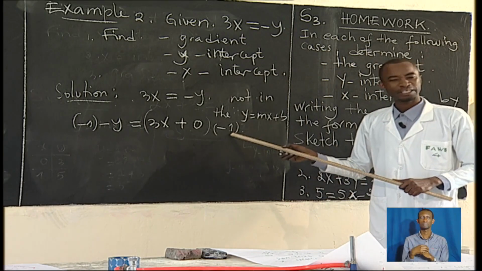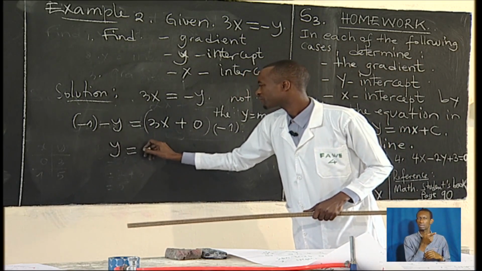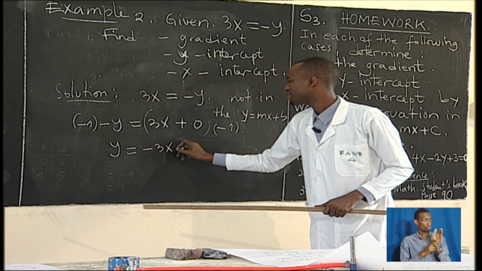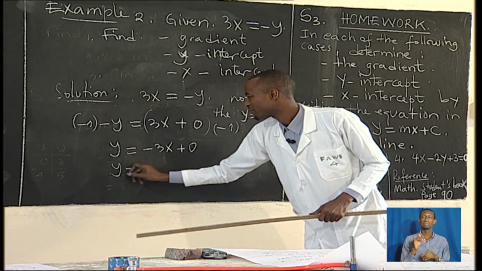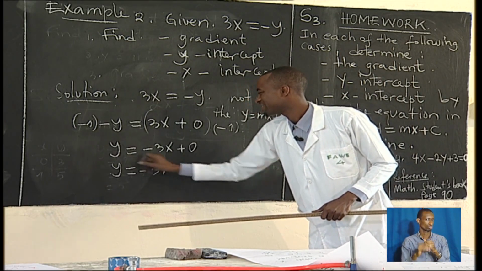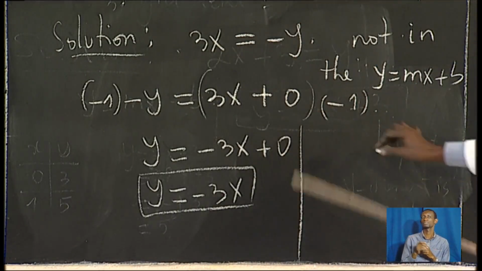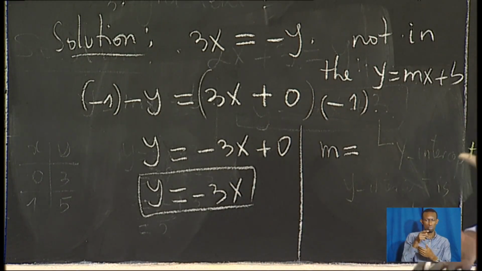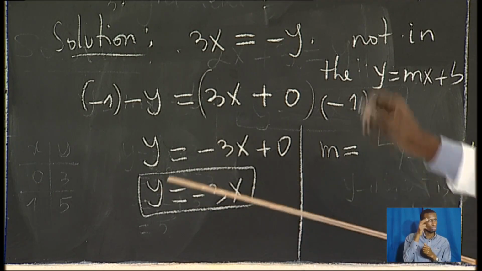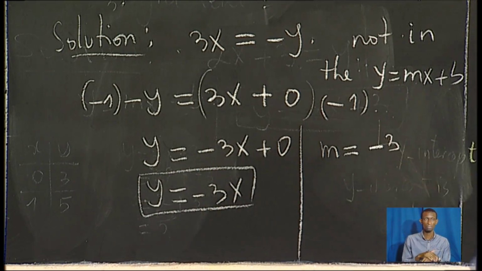If I multiply negative 1 on both sides, here we'll get y equals negative 3x, then plus 0. And then you remain with y equals negative 3x. This is our equation. If we try to see the gradient, what is the gradient from here? You just read. You look at the equation. You remember gradient is m. Here, our gradient is equal to negative 3.